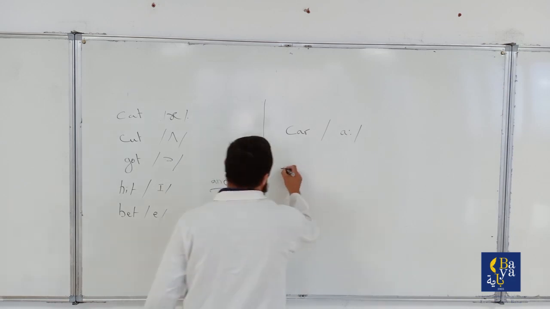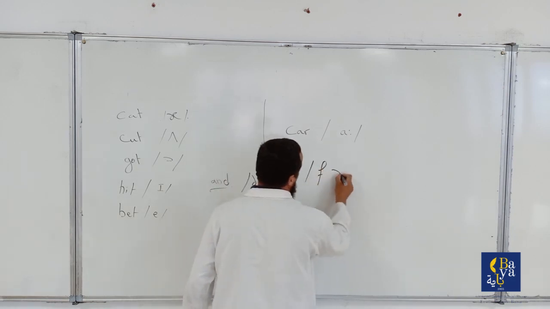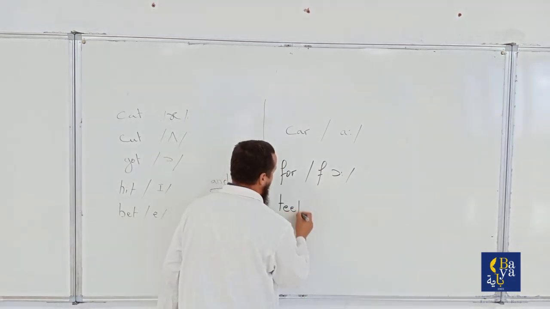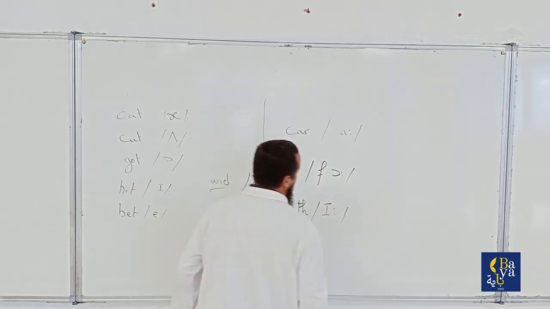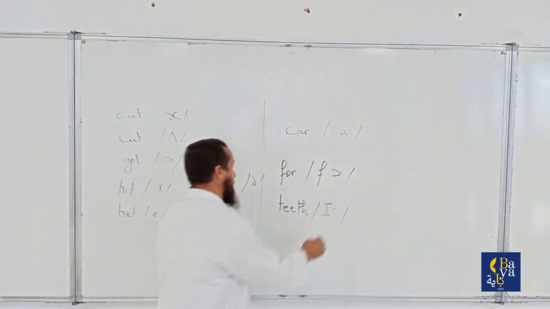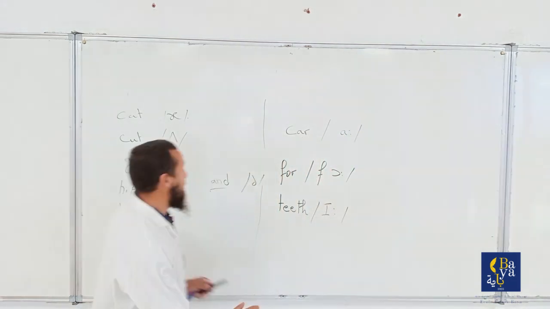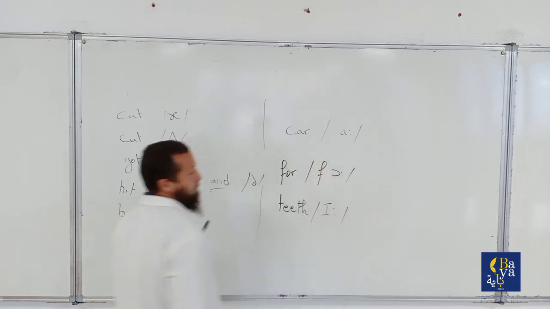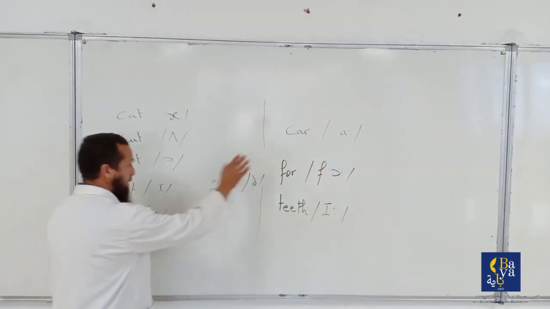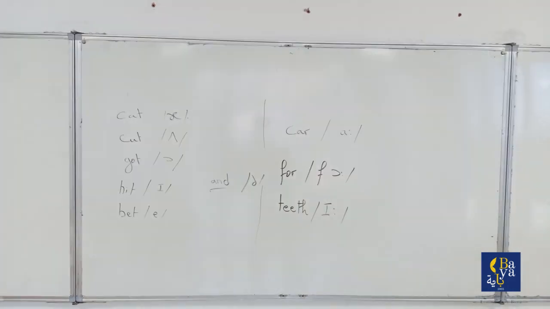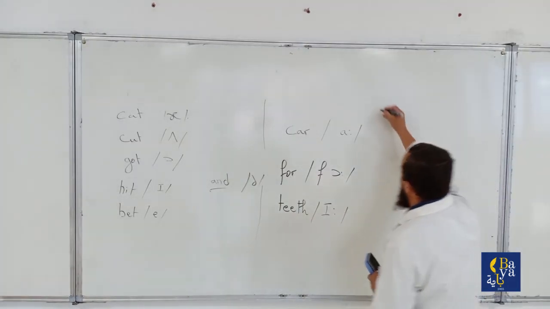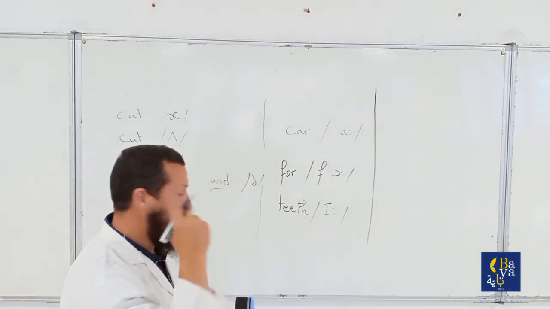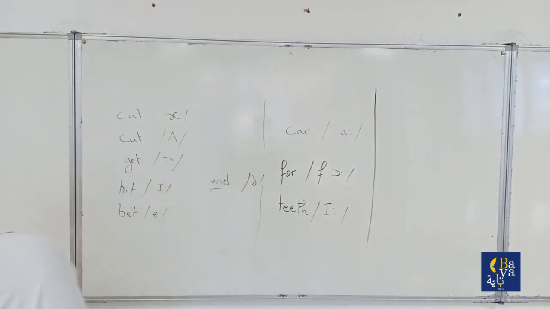Four. Teeth. To make them longer, we add two dots. So we have short vowels and long vowels. Sometimes we have two vowel sounds.